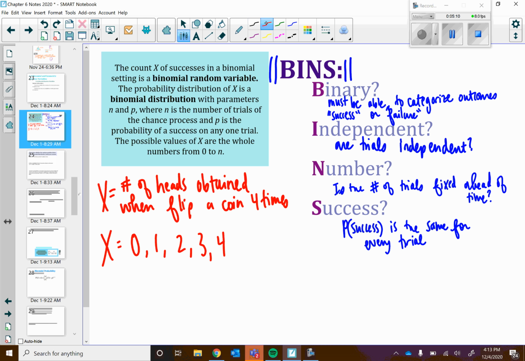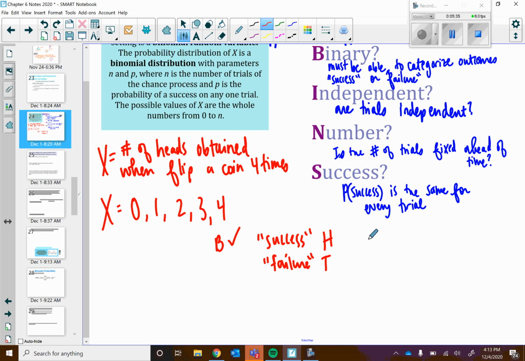So the first question we would ask is, is it binary? Could we categorize the different outcomes of this event as a success or a failure? I would say, yes, it is binary. A success would be I get heads, and tails would be a failure. Of course, we're not really failing when we get tails, but we can say it as like a yes or a no type thing. Next up, we ask, are the trials independent? And we would say definitely yes, right? We know that flipping a coin, each flip is independent of the next. Each time I flip the coin, is going to be independent.